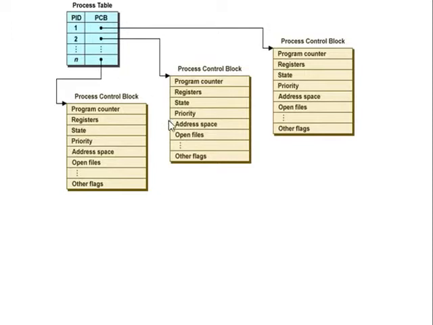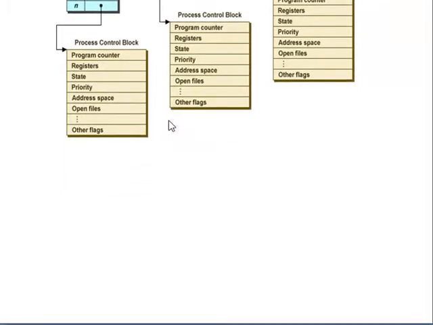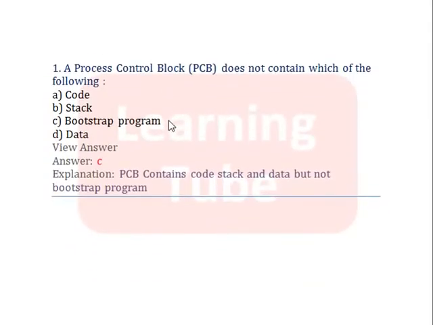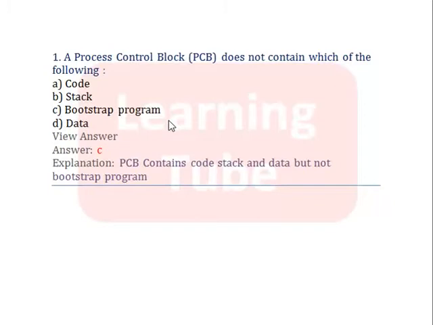And now we will move on to multiple choice questions related to the process control block. So here we can see the first question. The first question is: a process control block does not contain which of the following? Option A, code. PCB contains the code. Option B, stack. PCB also contains a stack.